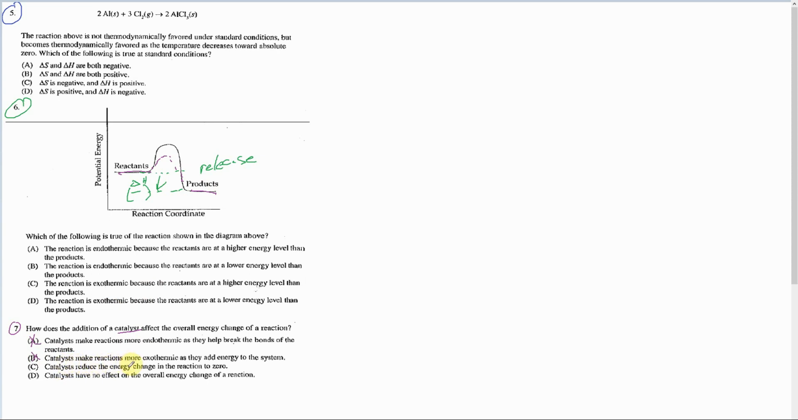Catalysts reduce the energy change in the reaction to 0. No, that is not true either. They do not affect the energy of the reactants or products. Catalysts have no effect on the overall energy of the reaction. That turns out to be true. D is the correct answer.